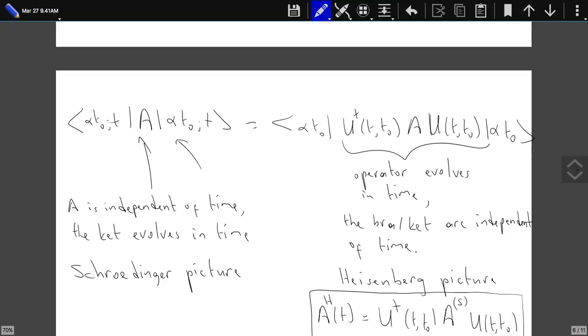The picture in which we have our kets evolving in time, that is what we call the Schrödinger picture. But we said that there is this alternative picture in which the kets are at rest, they don't evolve in time, but the operators are evolving in time. So the time dependence of the expectation value of any operator, any observable, is due to the evolution of the operator itself. And keep in mind that we are not talking about explicit time dependence of the operator.